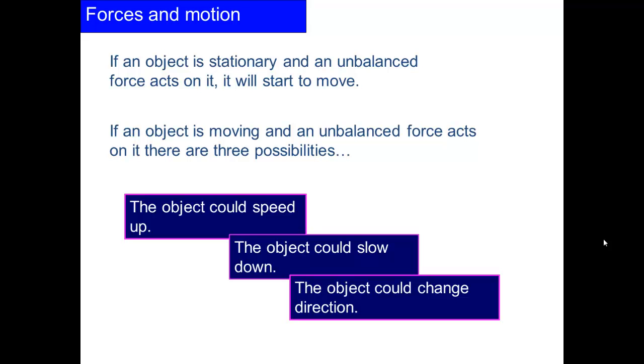So, forces in motion. If an object is stationary and an unbalanced force acts on it, it will start to move. If an object is moving and an unbalanced force acts on it, then there are three possibilities. Either the object can speed up, it can slow down, or it could change direction. That's if there's an unbalanced force. So this is what forces do. They change the motion of things.